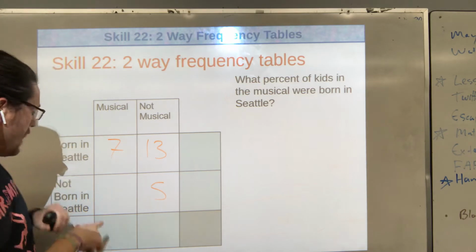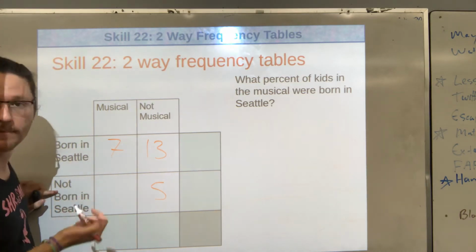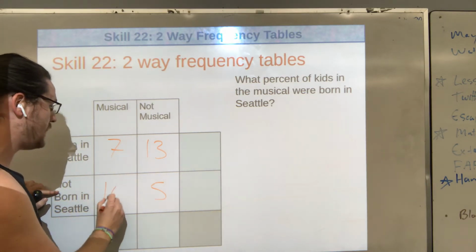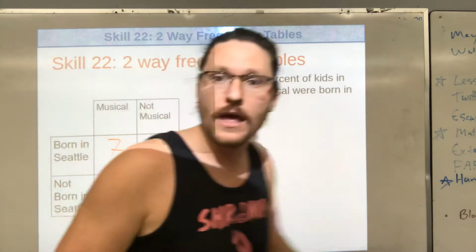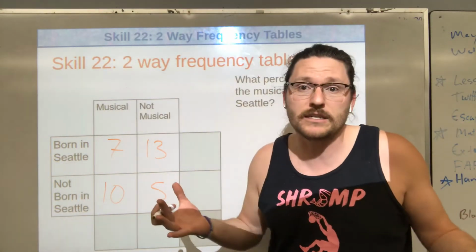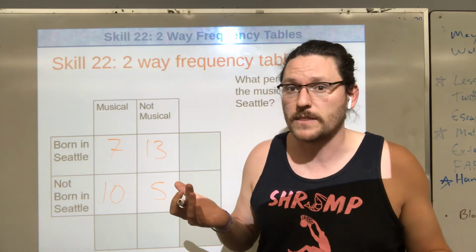Deal with it, okay? And then down here, we've got musical and born somewhere else. Maybe let's say that there are 10 people there, okay? Maybe that represents our class. Maybe it doesn't. I just kind of made up those numbers on the spot.